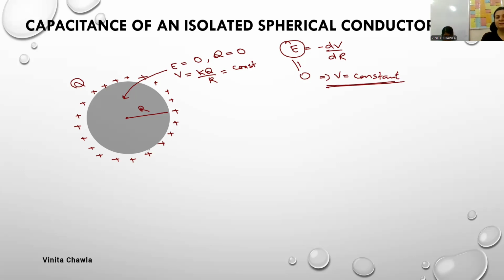And on the surface of the conductor, what is the electric field? It is KQ by R square, and electric potential is KQ by R. This is on the surface.